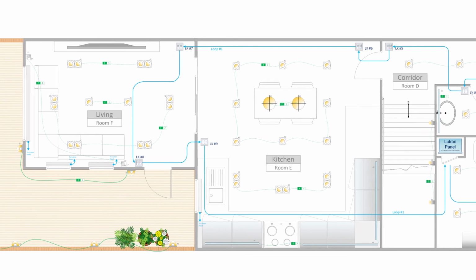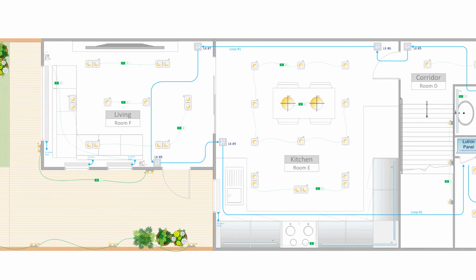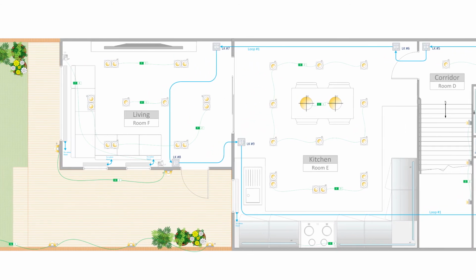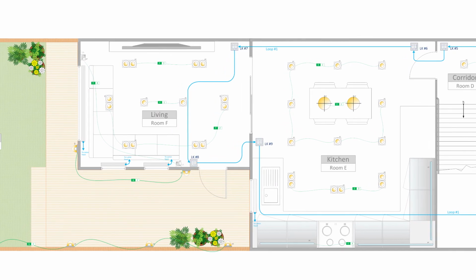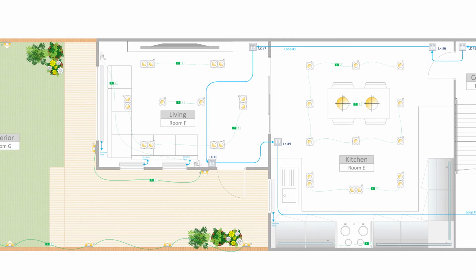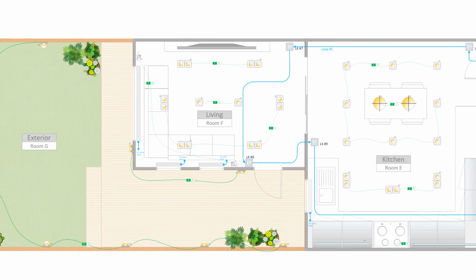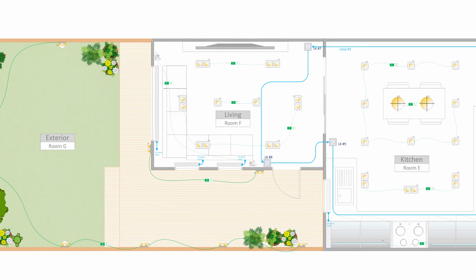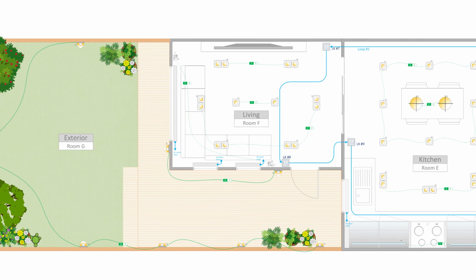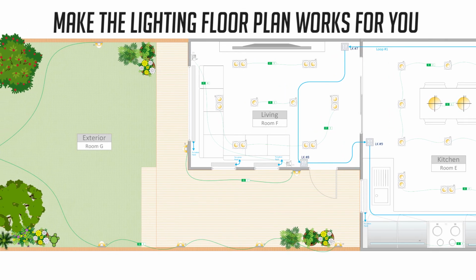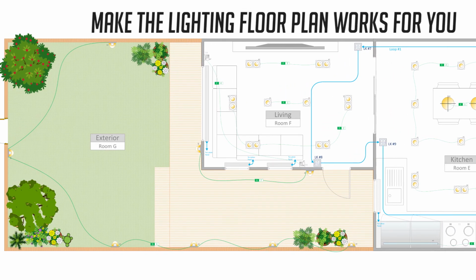What I mean is, when you start your commissioning, don't try to change the name of a room or a circuit because it makes more sense to you. The floor plan is used by everyone on site, and calling the element in a different way can lead to confusion and miscommunication, especially when you're troubleshooting the system. So, make the floor plan work for you and not the other way around.